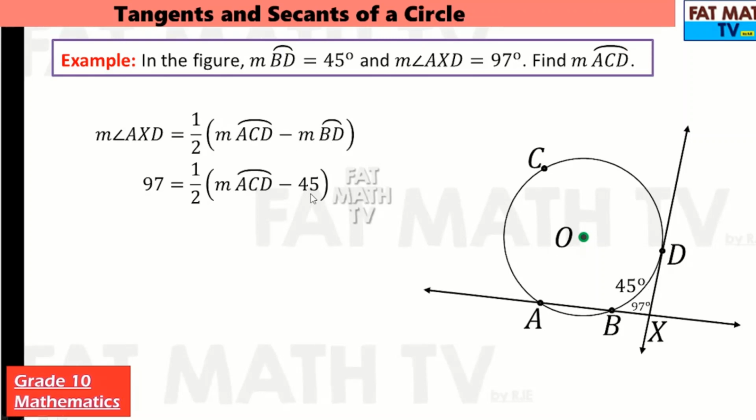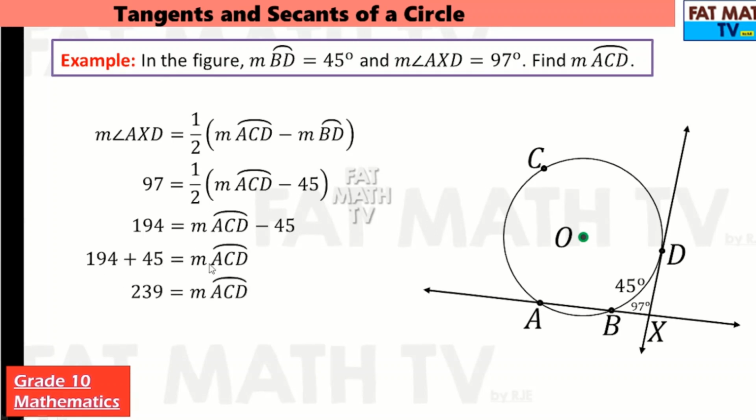That is 45 degrees. Multiply both sides by 2. We will have 194. 97 times 2 is 194. 1/2 times 2 will be 1. So we will be left with this here. And then put 45 to the left side. That's going to be positive 45. So 194 plus 45 is 239. So that is 239 degrees.